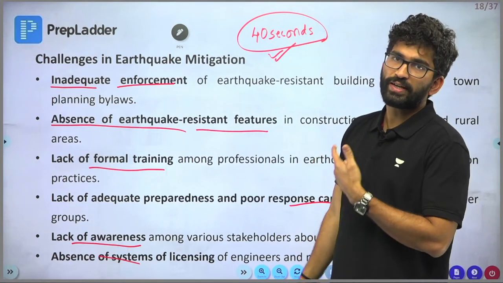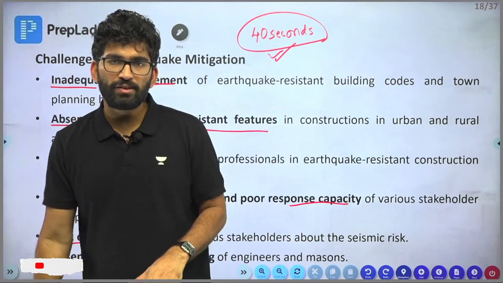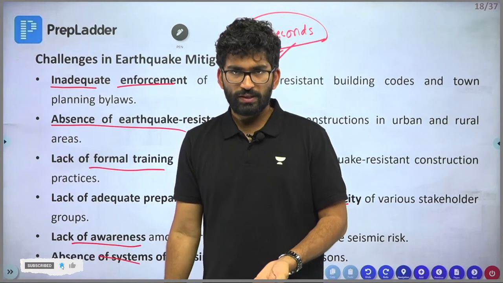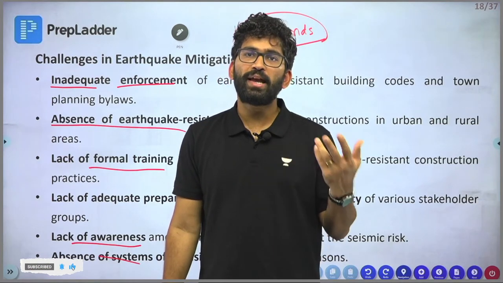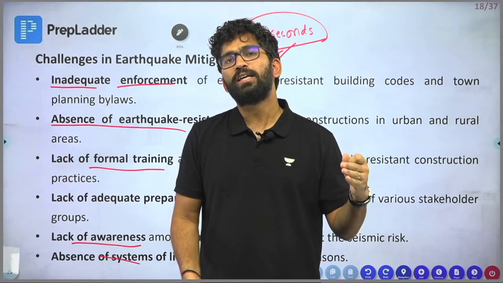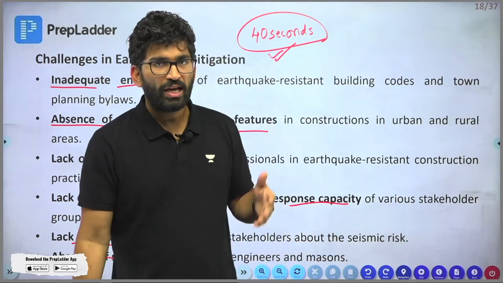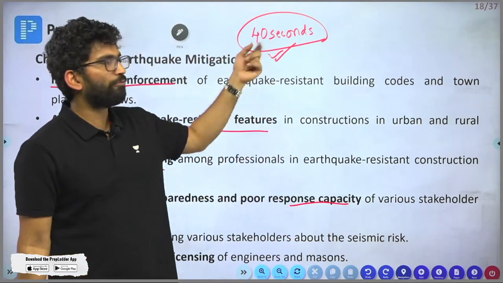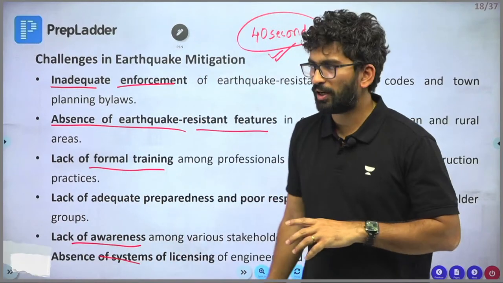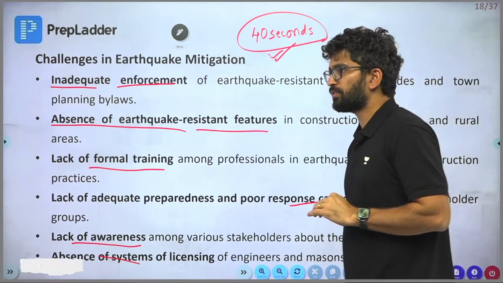Now how is this 40 second warning being given? See, P waves and S waves travel with the speed of sound. So when they get released from the focus, at that point of time an electromagnetic signal would be sent. The difference in velocity is huge. One travels with the speed of light, the other travels at the speed of sound. That's the reason the gap of 40 seconds can be set, before that we'll be able to understand the earthquake is going to come.